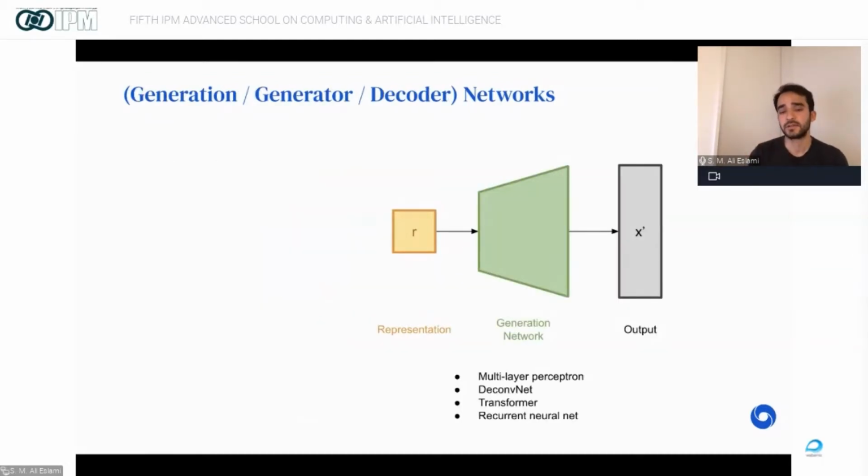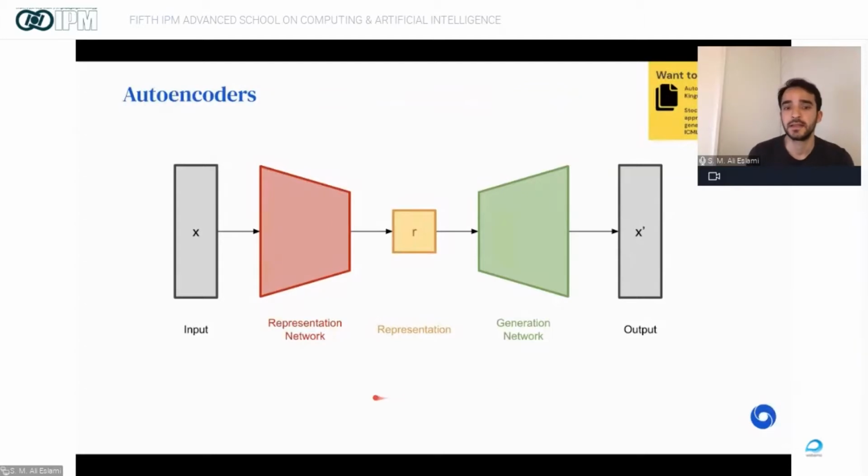Now, symmetrical to this, you have what some people call generation networks, generator networks, or decoder networks, that take the representation vector R and pass it through this generation network, indicated by green, to produce a reconstruction of that image. Here I'm labeling it X prime. Generation networks, like representation networks, can be MLPs, convnets, transformers, or recurrent nets. I'll try to use the same kind of notation throughout the slides.